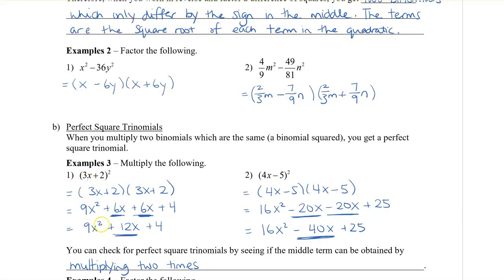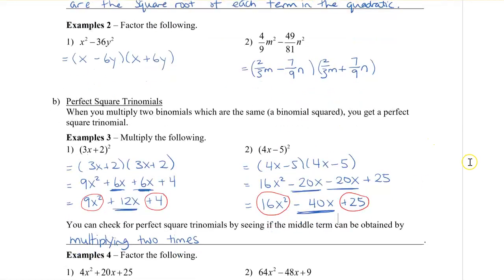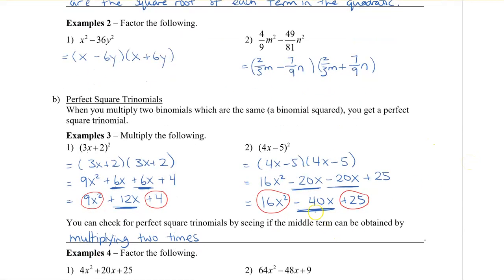But notice that 3x is a square root of 9x squared, and the 2 is a square root of positive 4. Just like 4x is a square root of 16x squared, and the negative 5 is a square root of 25. Now, we'll talk about why this one's going to be minus in a bit. So what we can do is check the middle term by multiplying 2 times the square root of the first and third term.